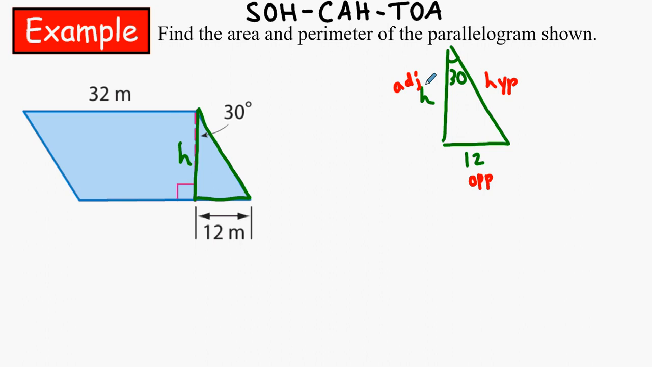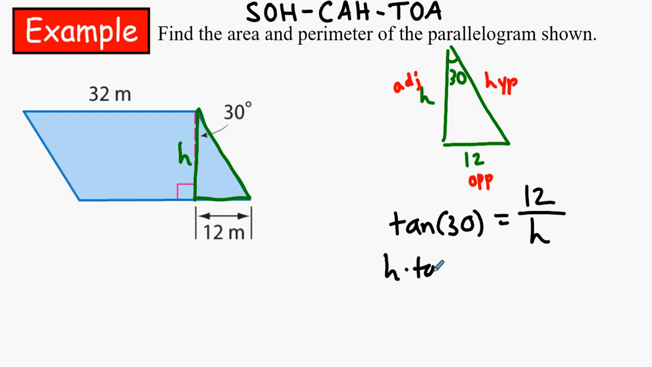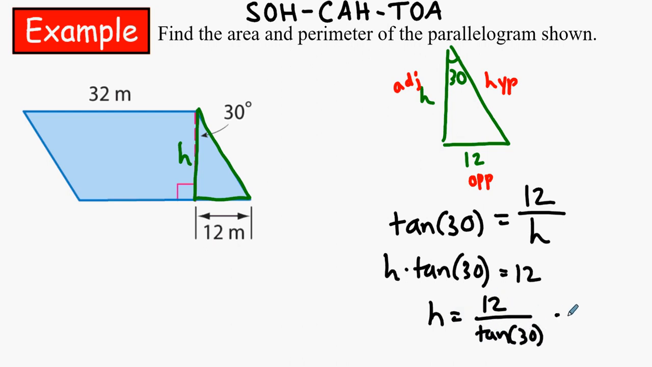If I want to get the height using the opposite, and I'm after the adjacent, opposite and adjacent uses the tangent ratio. So the tangent of 30 will equal opposite, which is 12, divided by the adjacent, which is h. I multiply the h over here, and then I have h times the tangent of 30 equals 12. Then I divide by the tangent of 30, so 12 divided by the tangent of 30 will give me h.